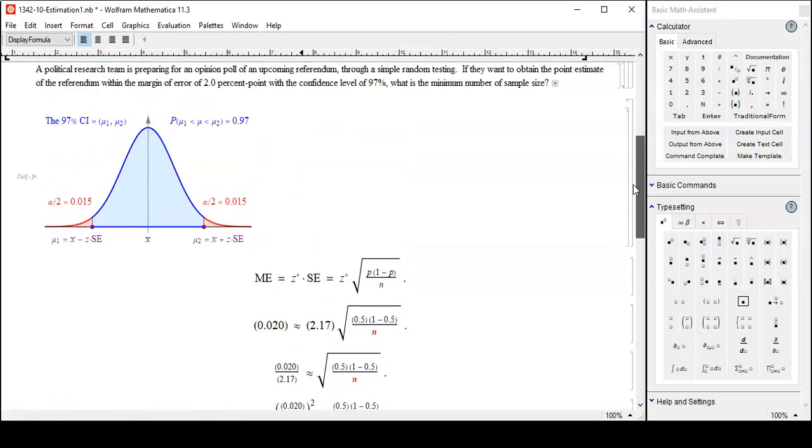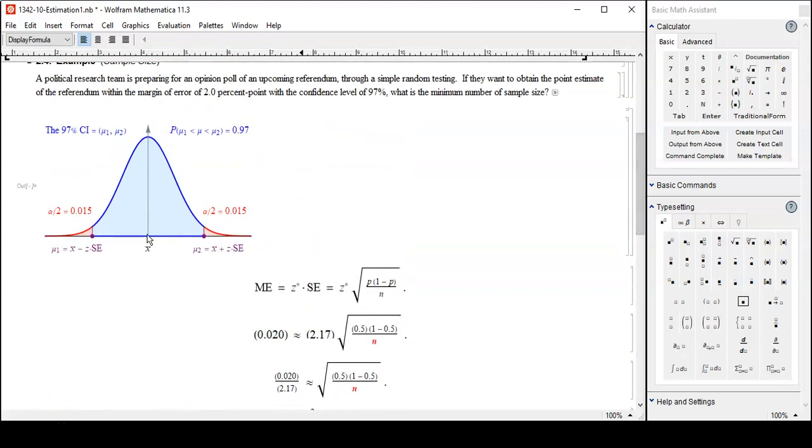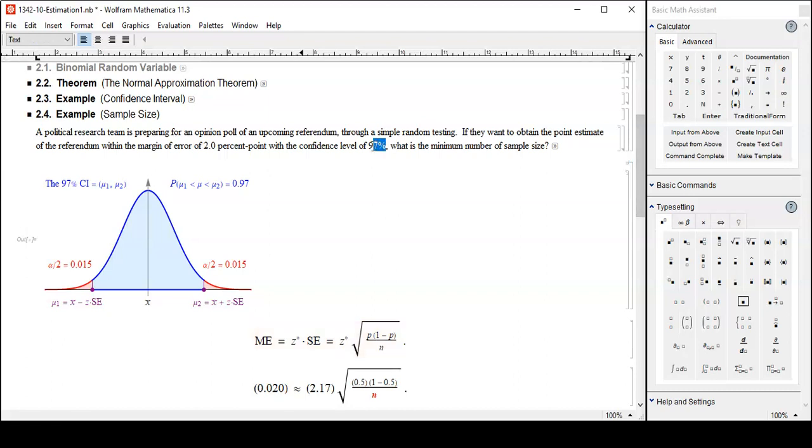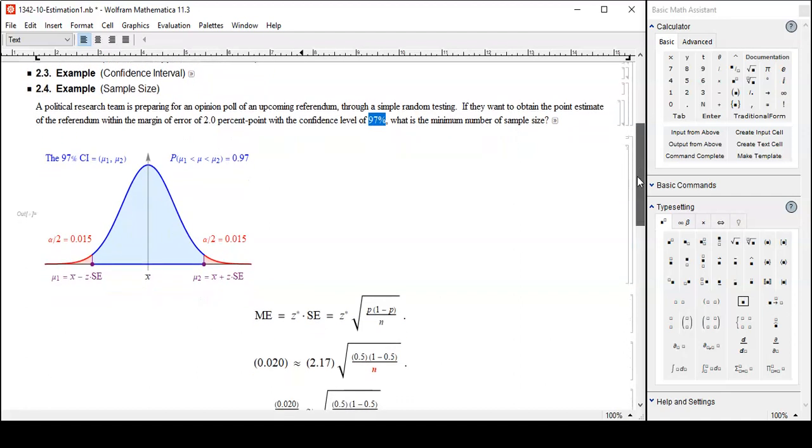Let's recap this. Here's a picture. I want the margin of error, the distance from the center to one of the endpoints, which is z times standard error. What is z? That's coming from the confidence level. You can always look up the z table. I'll leave the details to you about the z table.